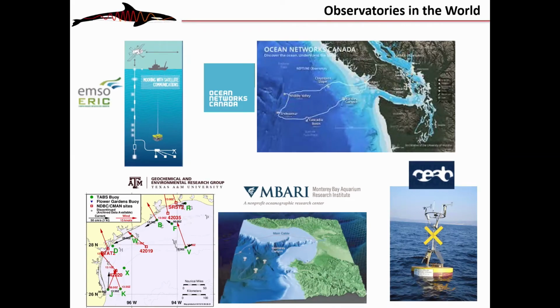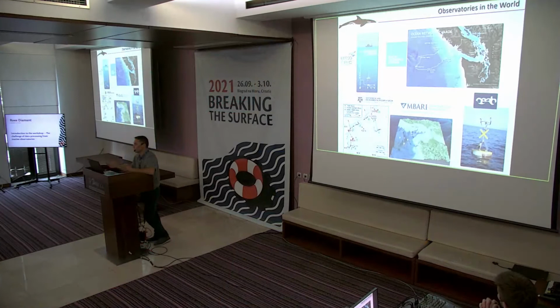So here are examples of observatories in the world. We talked about Ocean Networks Canada. There is the EMSO network, that's the European one. It has many observatories. Most of them are anchored buoys. Then there is the TABS system that is in the Gulf of Mexico. They have about 30 anchored buoys that share information between them and route data. And then there is the famous MBARI observatory that is also a cabled observatory. It's a really nice one.